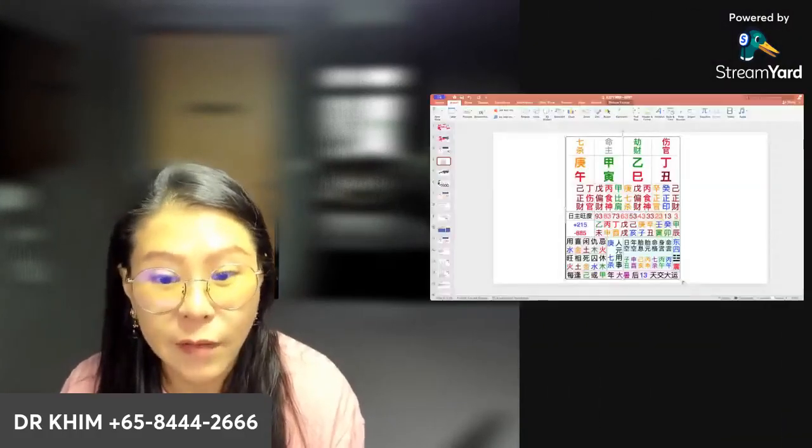Okay, I'll show you the chart, this chart. So before you conclude, I'm missing an element, this and that.